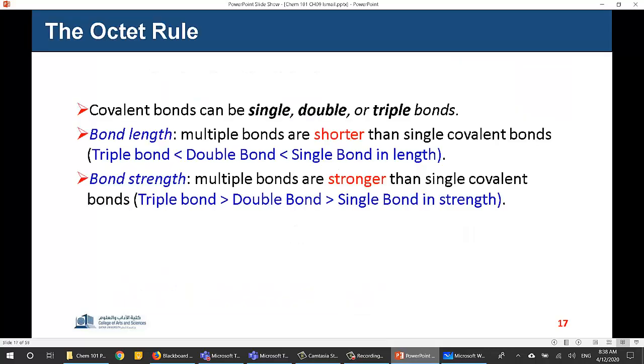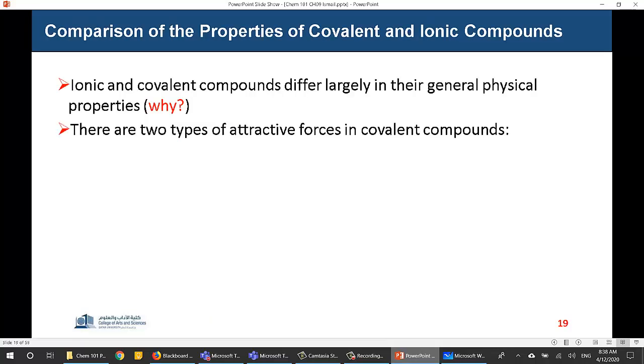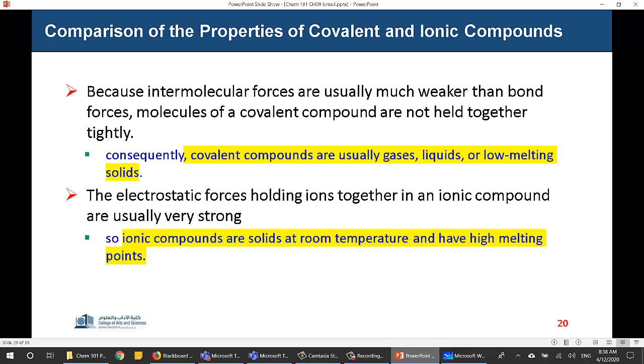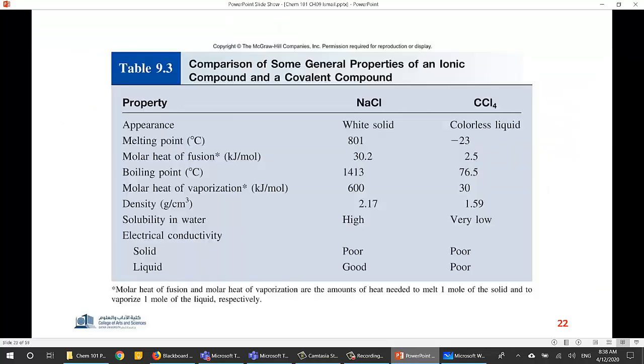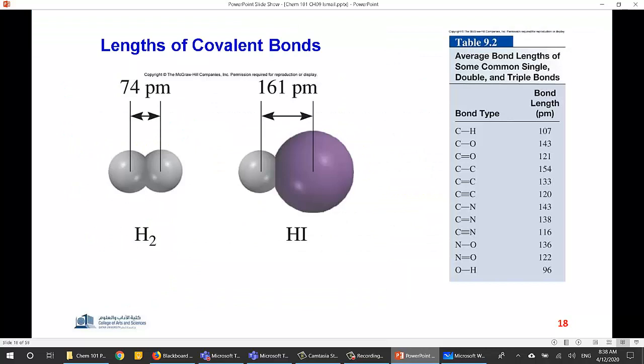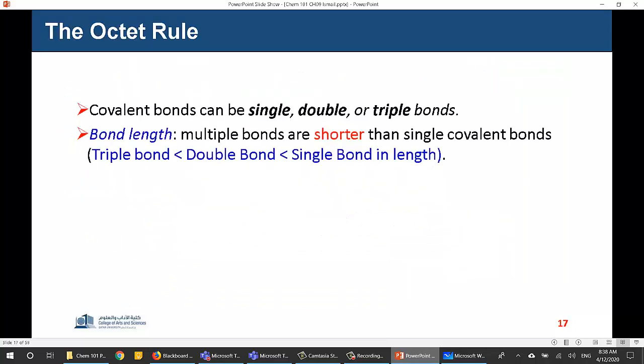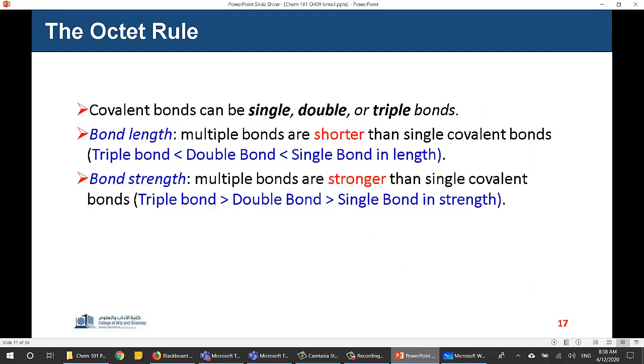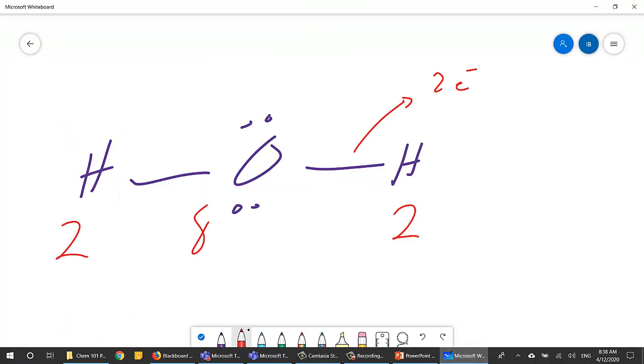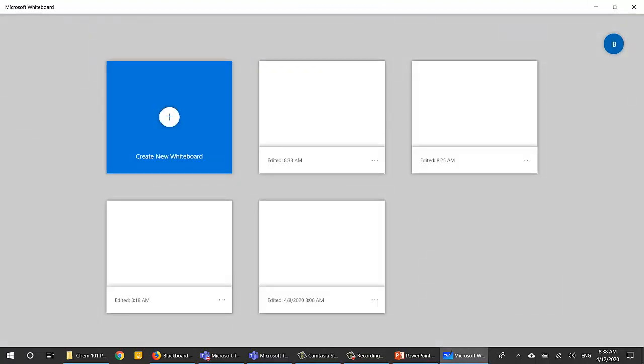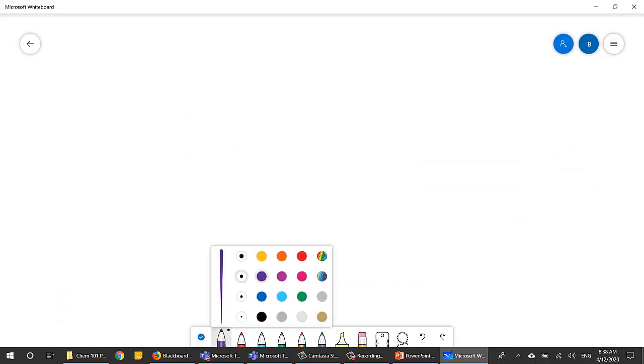Now we talked about the possibility of having single, double, or triple bonds. Now let's take an example of a compound that makes a double bond. Let's think about CO2, which is carbon dioxide.